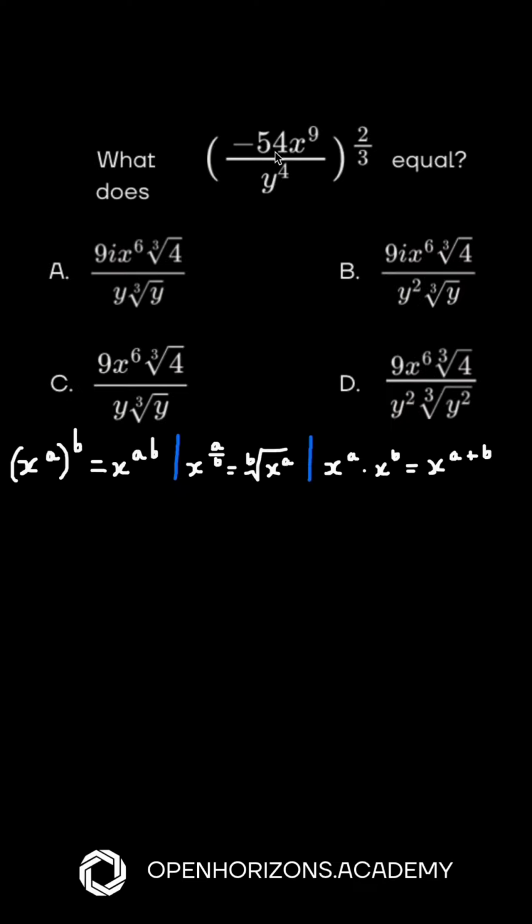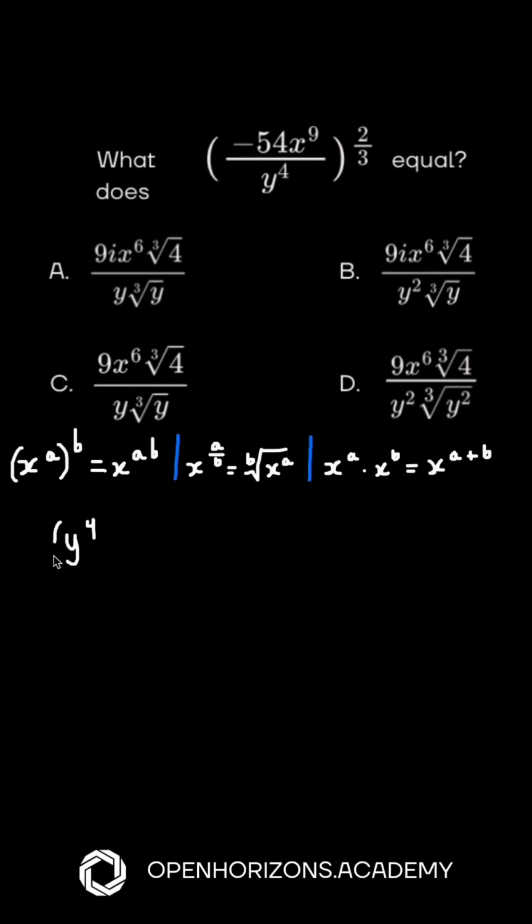Today we're going to be looking at this Algebra 2 question. A lot of exams have questions similar to these, and these are pretty challenging, so let's get straight into it. So the first thing to consider is that we can actually work on the numerator and the denominator separately. The numerator is all raised to the 2/3 power, and the denominator is all raised to the 2/3 power.